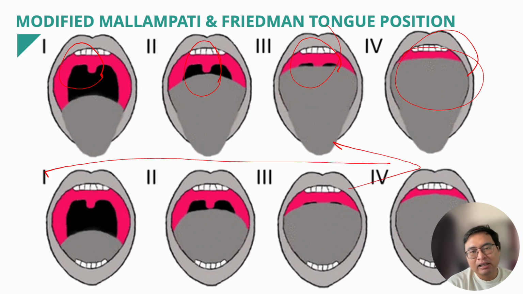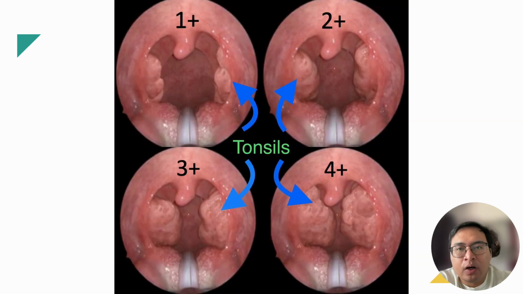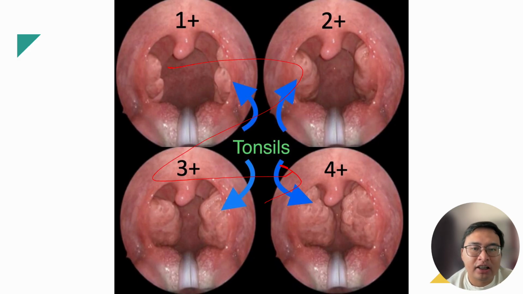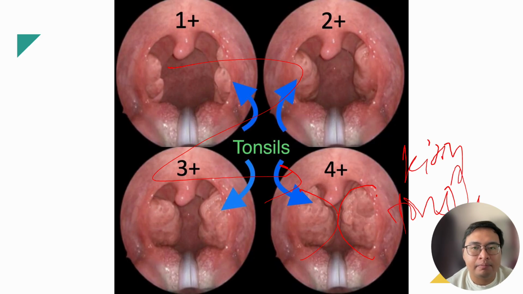Okay? And lastly, we have a different scoring for the tonsils. Alright. So for this one, it's in terms of increasing largeness or size of the tonsils. So, if the tonsils are already near touching each other, these are already called kissing tonsils. Right.